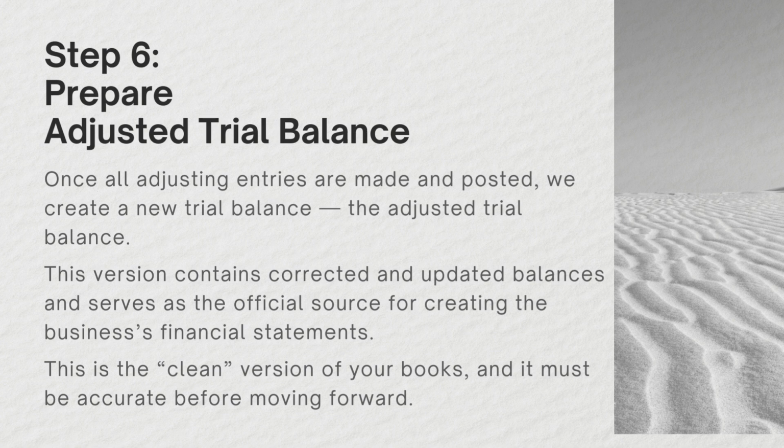Step 6. Prepare adjusted trial balance. Once all adjusting entries are made and posted, we create a new trial balance, the adjusted trial balance. This version contains corrected and updated balances and serves as the official source for creating the business's financial statements. This is the clean version of your books, and it must be accurate before moving forward.